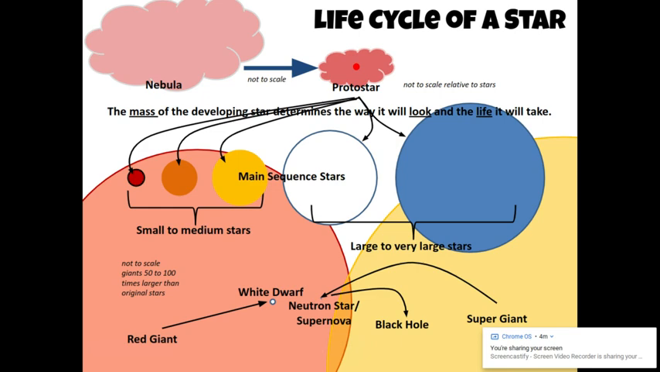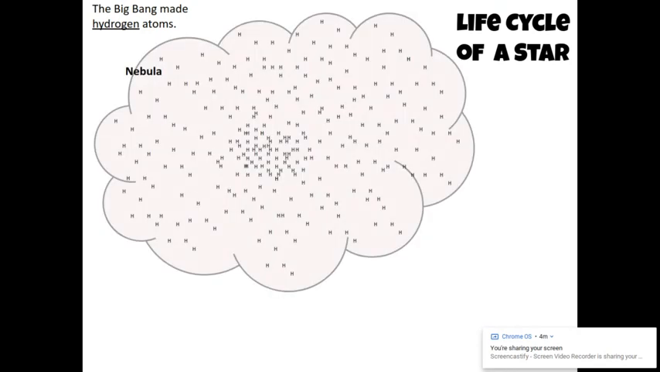And so we're going to be learning about all of that today in your Google form. So the Big Bang made hydrogen atoms, and that's called the beginning, threshold 1, the beginning of it. Next week is the Big Bang, so we'll talk about it all next week.